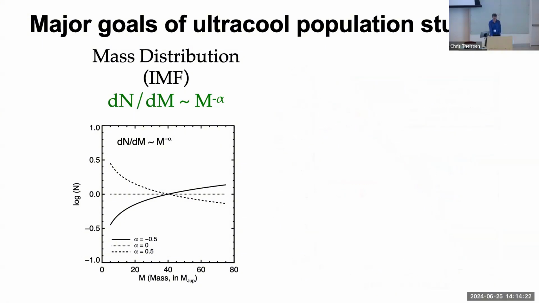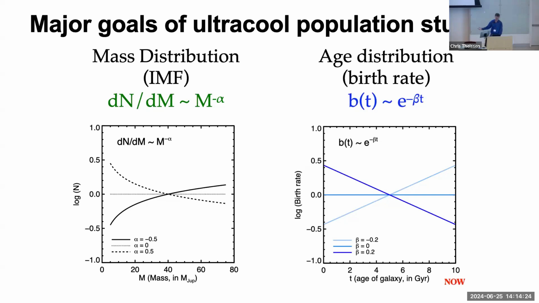And along with mass distribution, we'd also like to know the age distribution of these objects, often parameterized as an exponential, and that beta is the key parameter. If beta is 0, flat age distribution. If beta is positive, your population leans toward the old. These are difficult things to figure out for ultra-cool dwarfs.